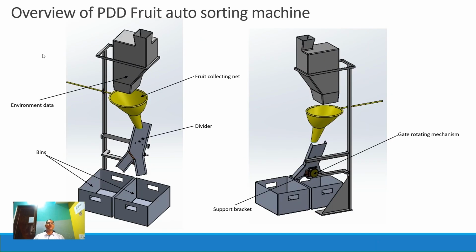Yeah, this is the overview of the preliminary design and developed fruit auto sorting machine. Okay. So this is the complete machine that the team has developed. See, this is the environment data, this is the fruit collecting net, and this is the divider through which the fruit falls and the gate rotates either clockwise or anti-clockwise and directs the fruit into either of the bins. Okay, and you can see here on your right side that this is the gate rotating mechanism and the support bracket.